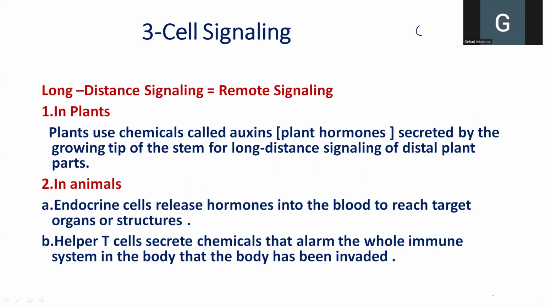Just like we have autocrine and paracrine cell signaling, the signaling molecules may be transported to large distances across the body, and this is what we call long distance signaling or remote signaling. Why remote signaling? Because the organ that will be affected by the signaling molecules lies far away from the producing cells.